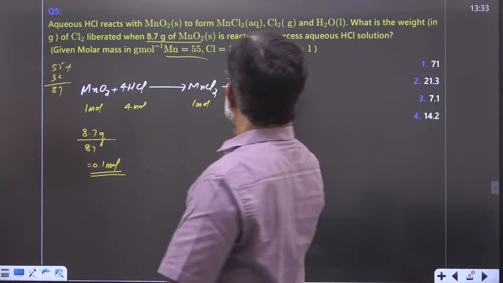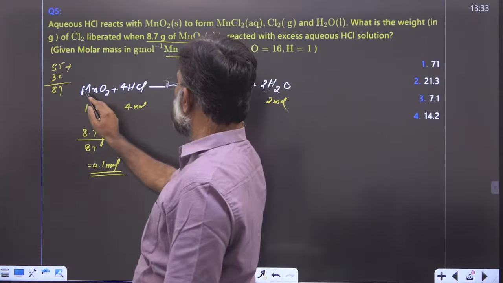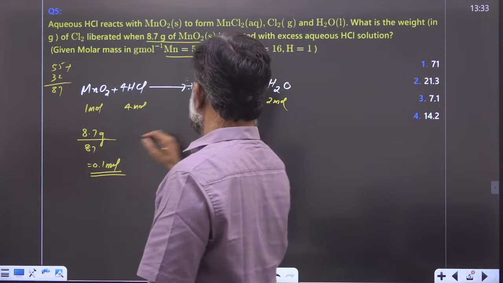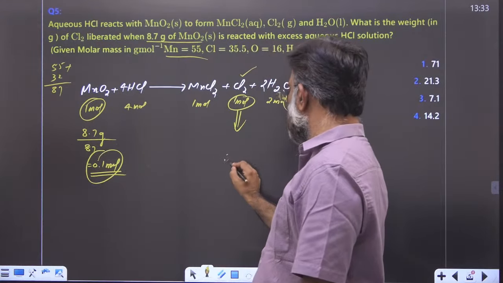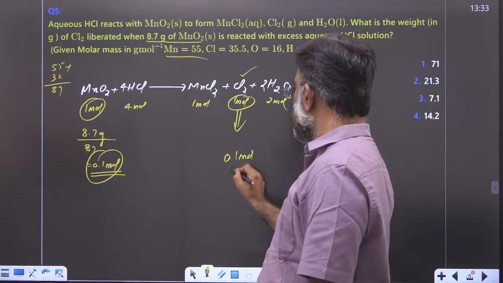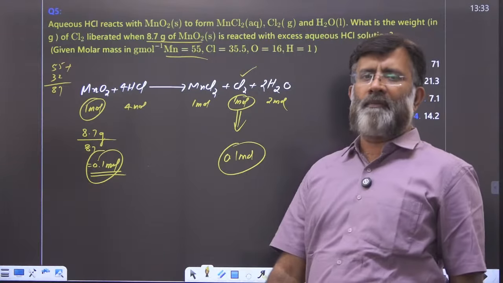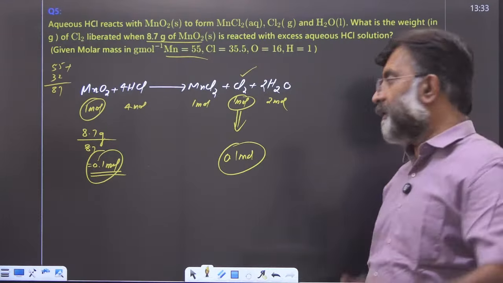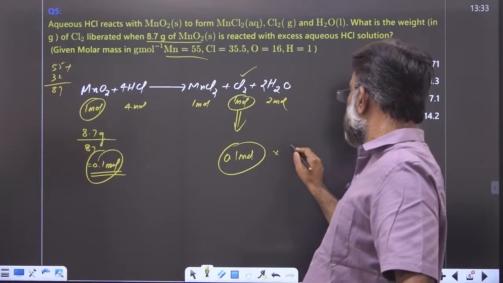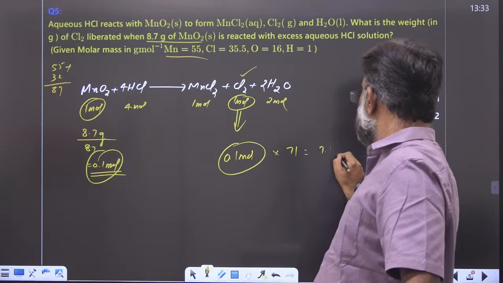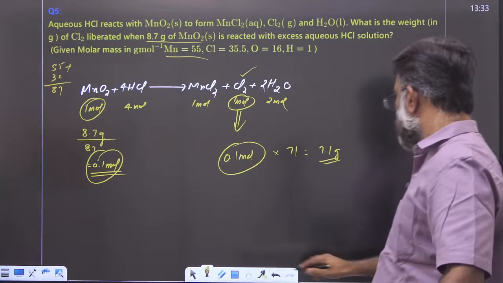The point is regarding chlorine. So chlorine formed will be 0.1 mole. 1 mole you get 1 mole, 0.1 mole you get 0.1 mole. So chlorine formed is 0.1 mole. And the question is how many grams? 0.1 mole into molar mass of chlorine 71, so it is 7.1 gram. Option 3.